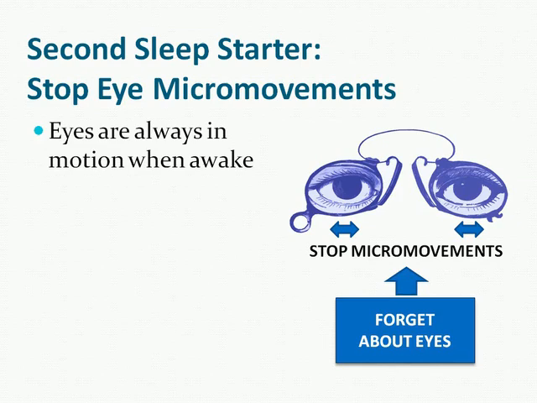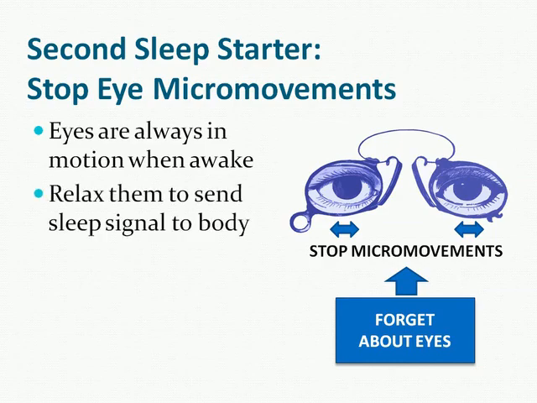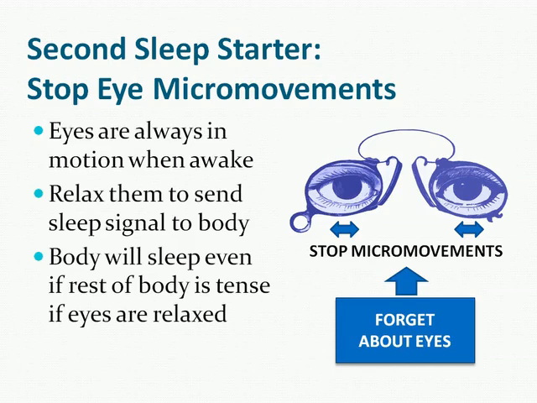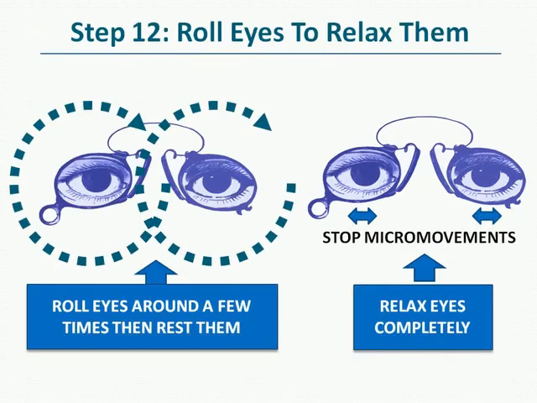However, if you can keep them at complete ease for several minutes, the body will interpret that as a signal that the mind may have fallen asleep. In fact, if you can keep your eyes still, your body will often fall asleep even if the rest of your muscles are fairly tense. Before sleep, relax your eye muscles by rolling them around in wide circles in both directions several times and then letting them rest. After 3 or 4 nights of practicing this, you'll be able to keep your eyes totally still and you'll fall asleep much faster.